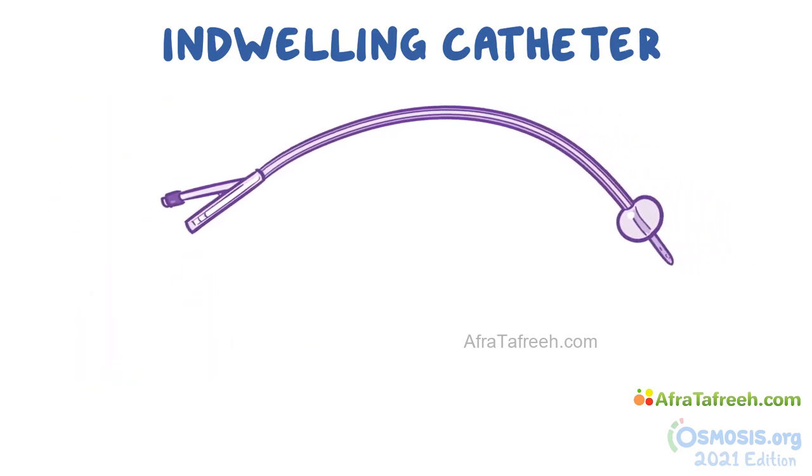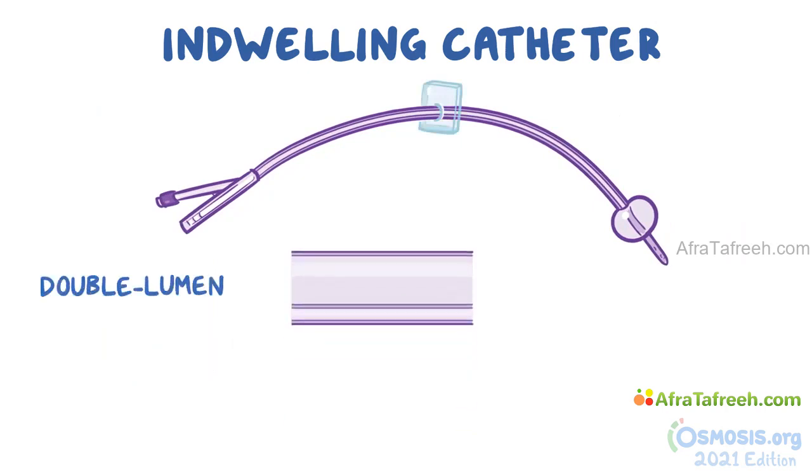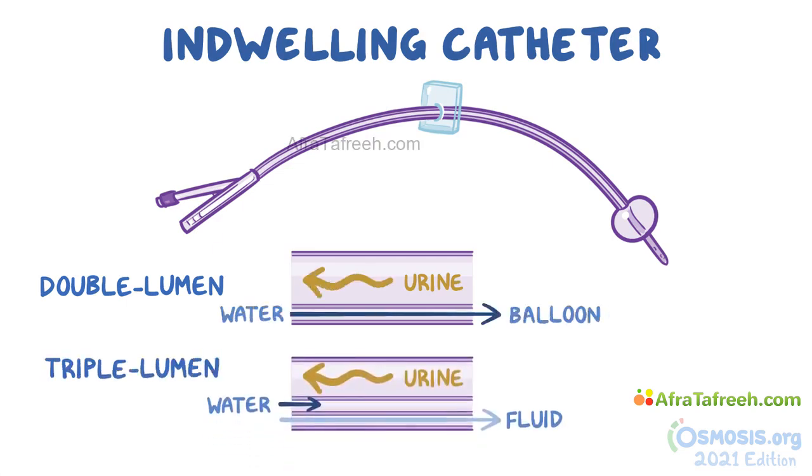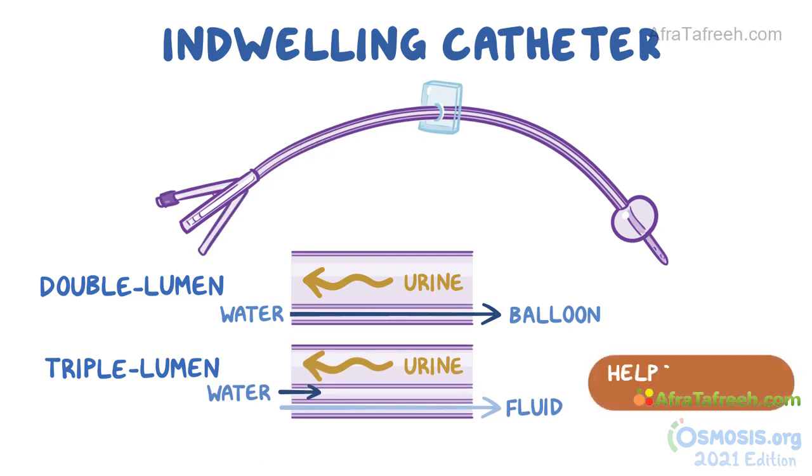Indwelling catheters might have 2 or 3 lumens. In double lumen indwelling catheters, one is for urine drainage and the other is used to inflate the balloon. In triple lumen indwelling catheters, the additional lumen is used to regularly deliver irrigation fluid into the bladder. This can help prevent blood clots from forming, which is important in certain cases, like after a prostate surgery.